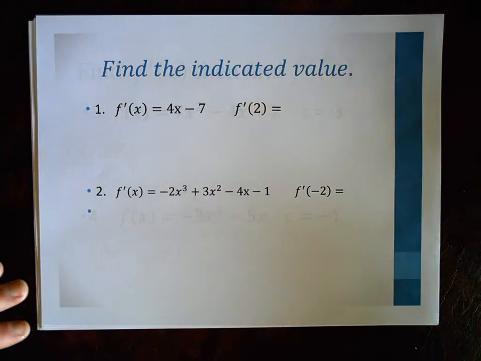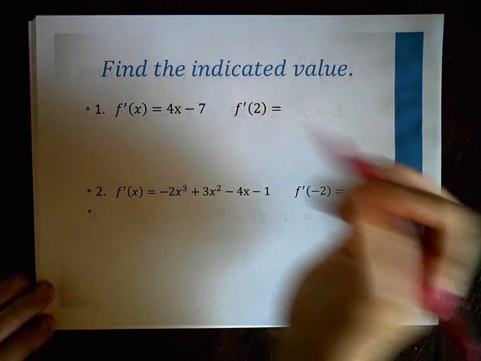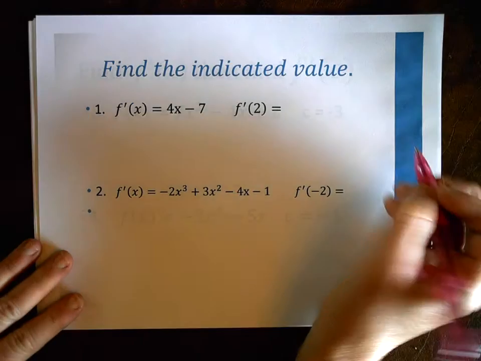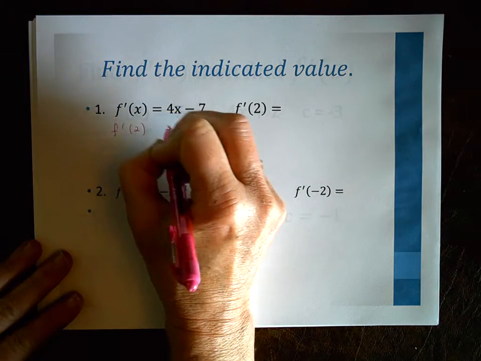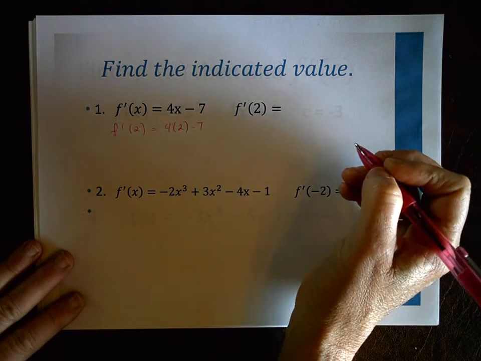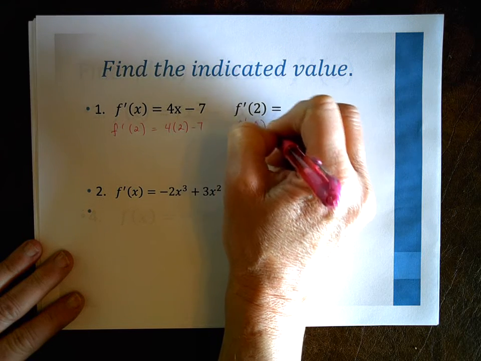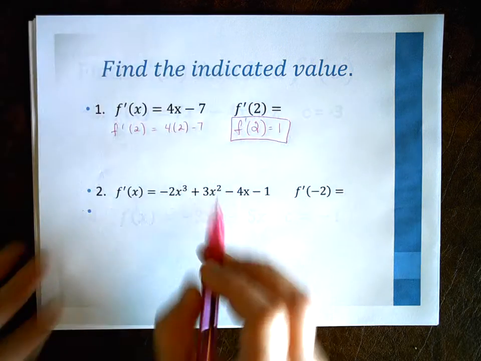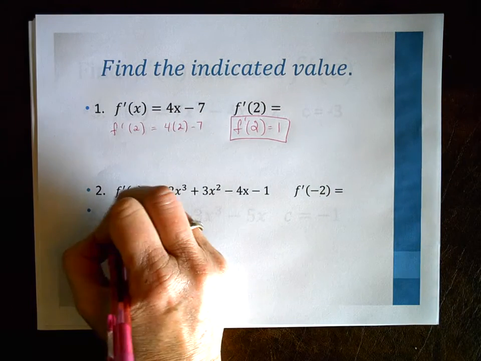So the first part's really easy. And you're going to notice that this already has a prime. That means that is already the derivative. We don't have to find the derivative. All we got to do is plug in 2. So f prime of 2 equals 4 times 2 minus 7, which would give us that f prime of 2 is equal to 1. So be careful of the notations there. You don't have to find the derivative. It's already the derivative.